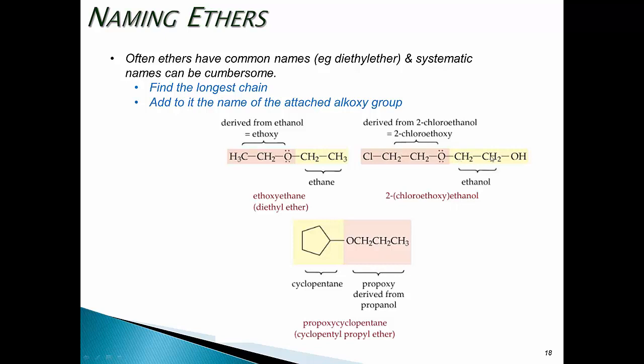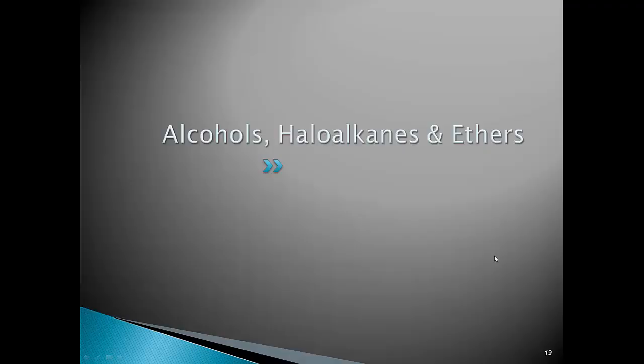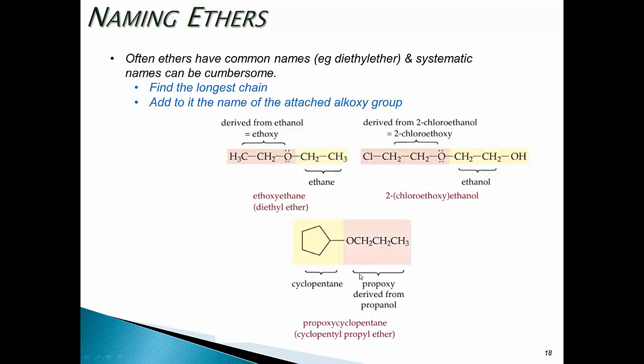Another example, we have methoxy ethanol, so we've got ethanol. And here we have 2-chloroethoxy, so it'll be 2-chloroethoxy ethanol. And the last one here is the cyclopentane, and then we have the propoxy that's derived from propanol, so 1, 2, 3.